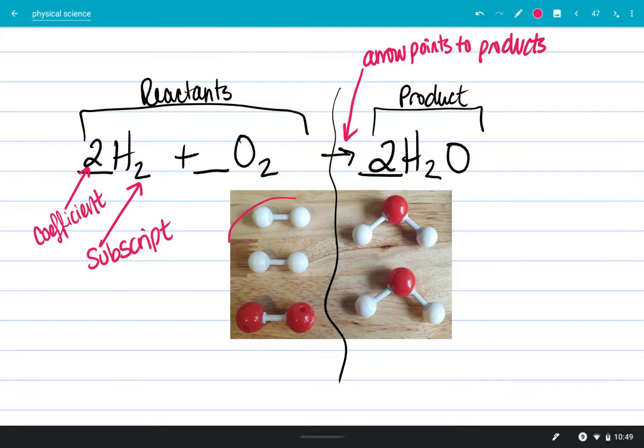Okay, so notice we have the exact same. We've got 4 atoms of this. 2 times 2 is 4. And we've got 2. We could also write a 1 right there. And then 2 times 2 is 1, 2, 3, 4. And 2 times 1 is 2 of those. All right.